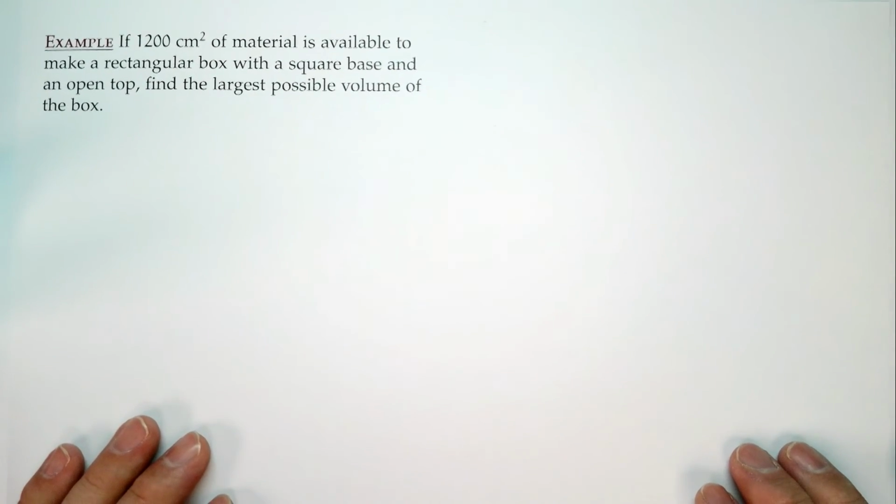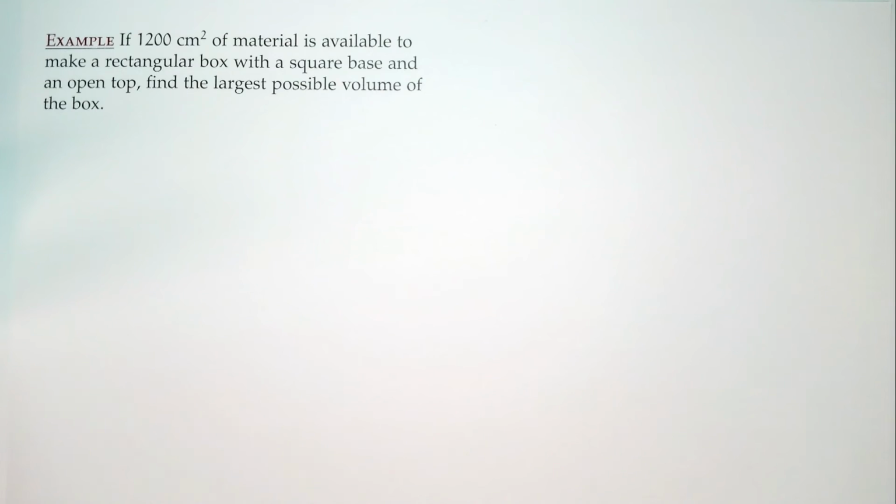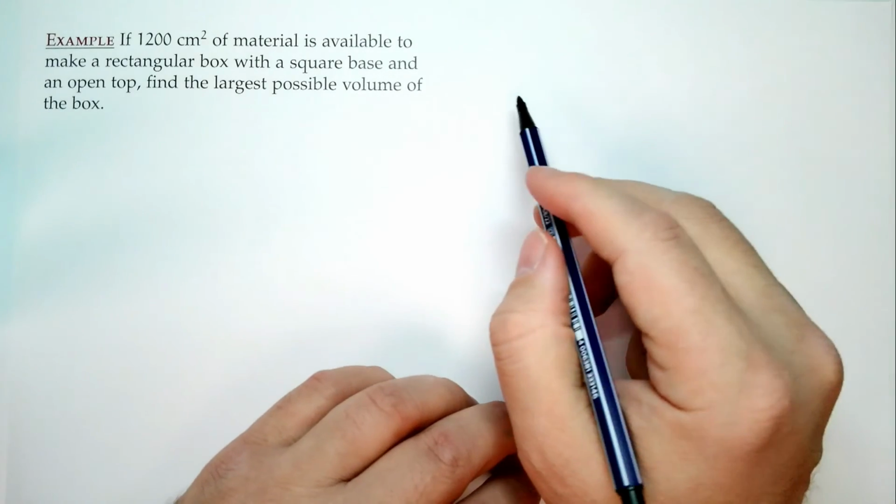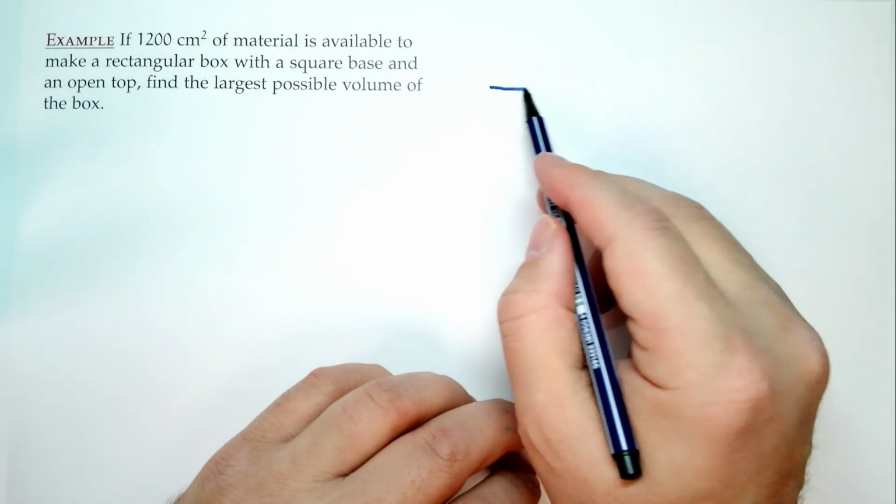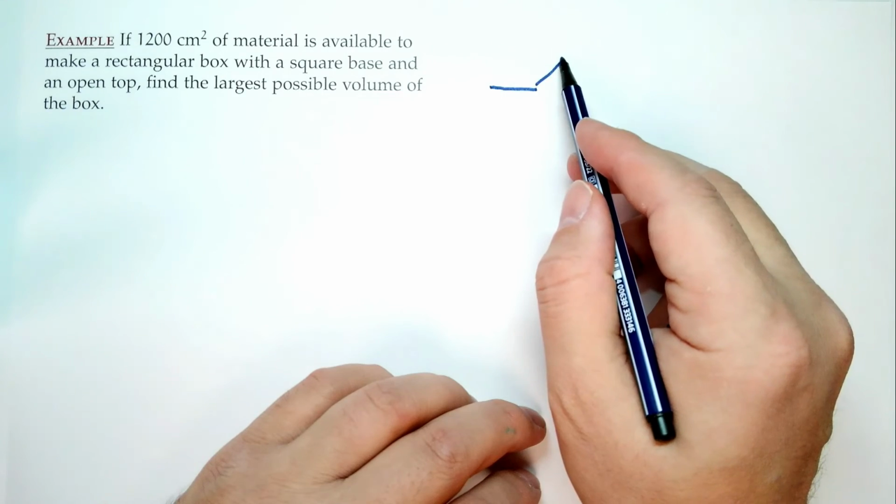Okay, let's do one more example. So 1,200 square centimeters, because that's what the 2 means, of material is available to make a rectangular box with a square base and an open top. So we have a rectangular box. So it looks something like this.